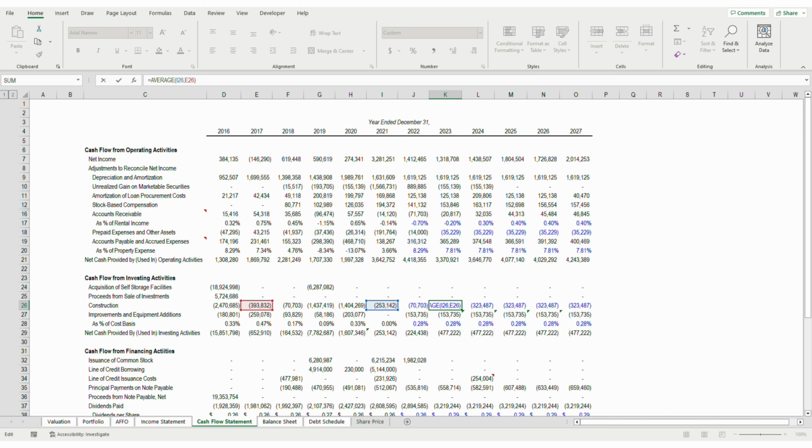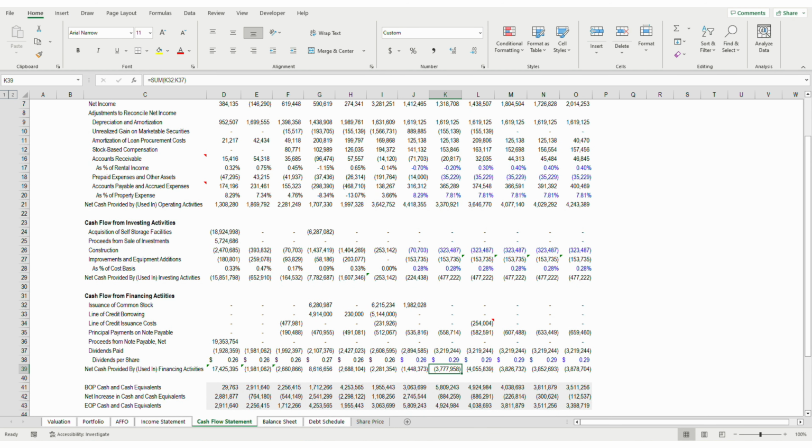Cash flow from financing activities is largely derived from the debt schedule I reviewed earlier, besides issuance of common stock and dividends paid. I'm assuming that no further common stock will be issued by the company. Regarding dividends, I assume that the firm will continue to maintain its quarterly dividend as declared in the fourth quarter of 2022, which comes out to 29 cents per share per year.